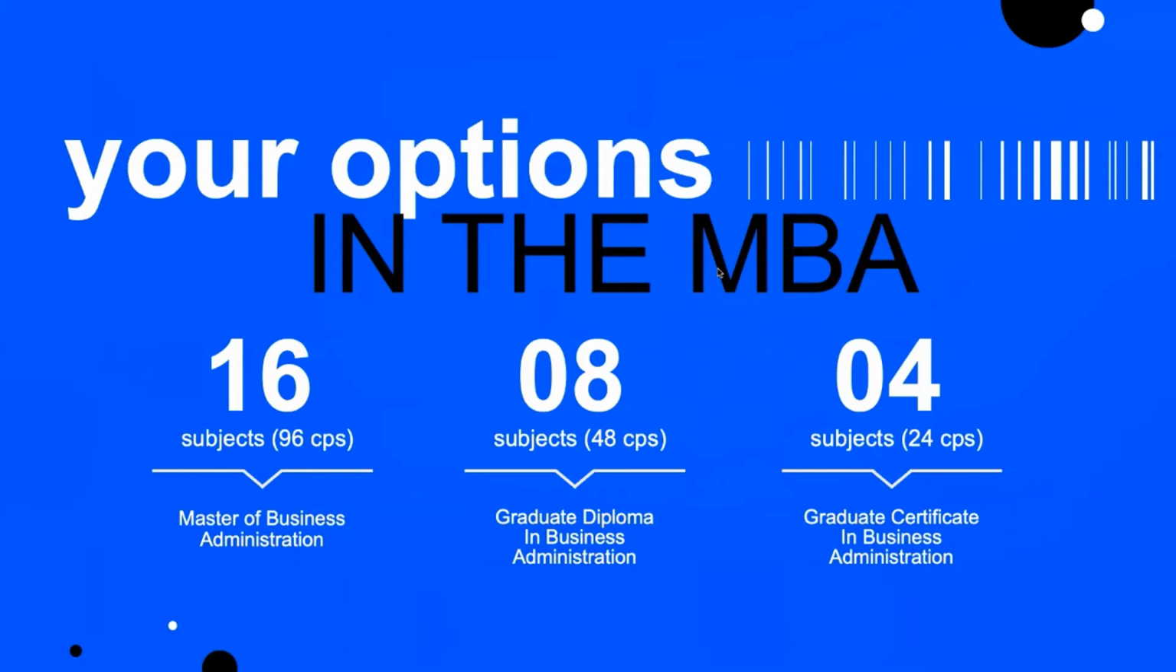What it also does is give you an exit point. So at any point, if you've done 4 subjects and you need to take a break, you can leave with a graduate certificate in business administration, and come back later when you're ready and join into the graduate diploma, getting credit for those existing 4 subjects.